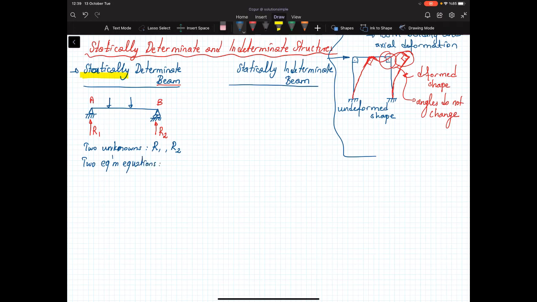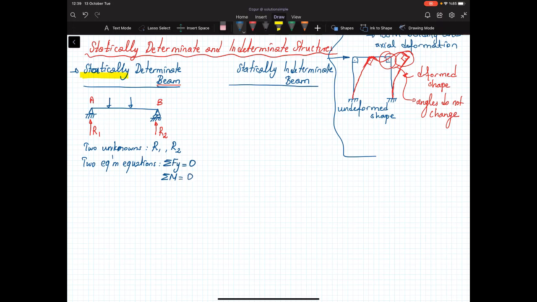Since I call this a beam, I don't have to worry about the equilibrium in the horizontal direction, because by definition I know that there is no loading in the axial direction. All the loadings should be in the transverse direction. So my first equilibrium equation: sum of forces in y direction is equal to 0, or sum of moments anywhere in this structure. You can just check it at point A, at point B, doesn't matter.